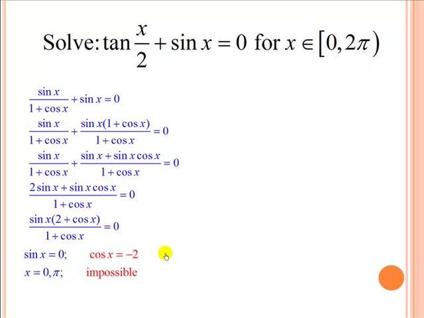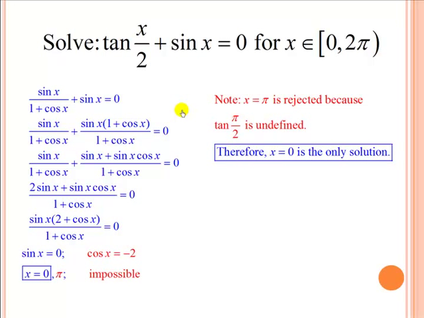Another thing to note is that x equals pi would make this denominator 0, so that this fraction is undefined. Or we could go ahead and look at the original question. If we replace x equal pi in the original, then we see that tangent pi over 2 is undefined, so that solution doesn't make sense. And the only one we're left with that works is x equals 0 as our only solution.